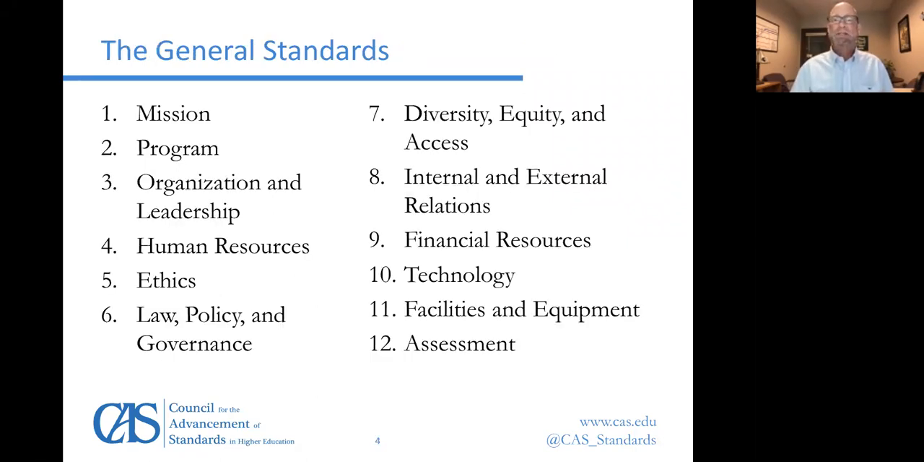There are 12 sections of the general standards. You can see those here. And these are the same sections that go through every single set of functional area standards. And then within each of these, there'll be some elements of each, let's say for example, mission, which are the same in every single functional area standard, and some that are different.